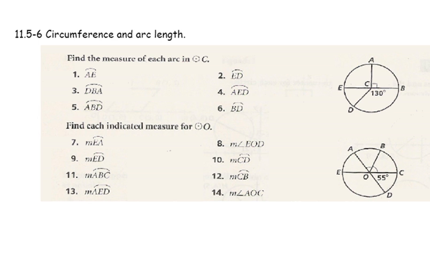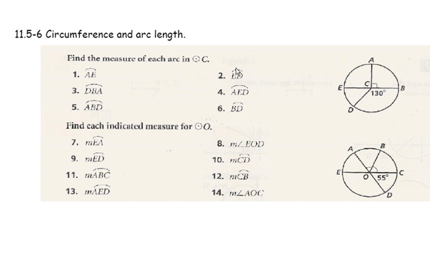Welcome to Notes 11.56. Thus far in this unit, we've been talking about the perimeter and area of polygons. And today we're going to start talking about the perimeter and area of circles. And when we talk about the perimeter of a circle, it's known as the circumference.